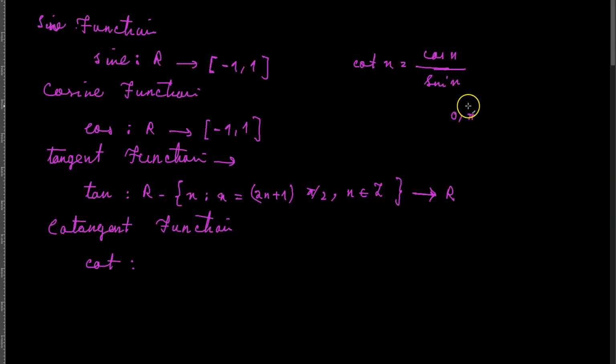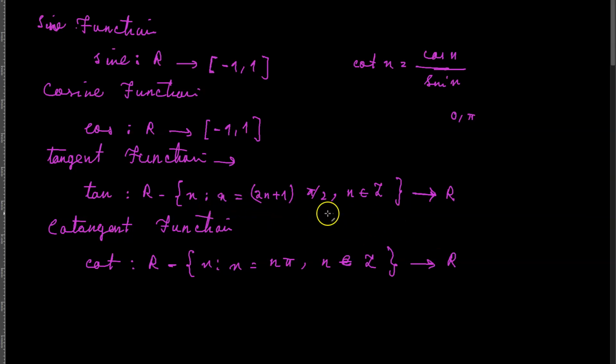And so for the same reason, wherever sine is 0, which is all the multiples of pi, cot is not defined. So I have to take all points where the sine function is 0, which is all the multiples of pi, out of the domain of the cot function, which means that I need to write R minus all x's such that x is equal to n times pi, where n belongs to the set of integers, and that goes to the set of real numbers. That is for the cot function.